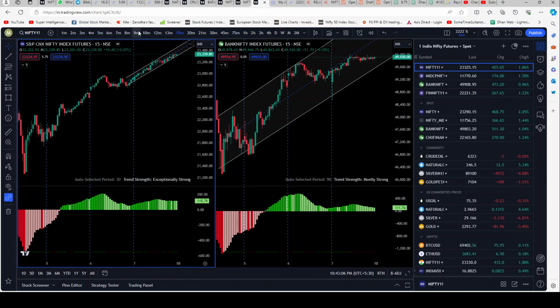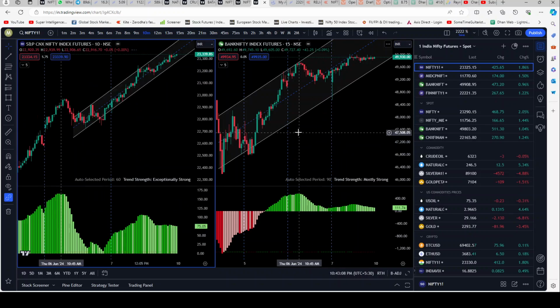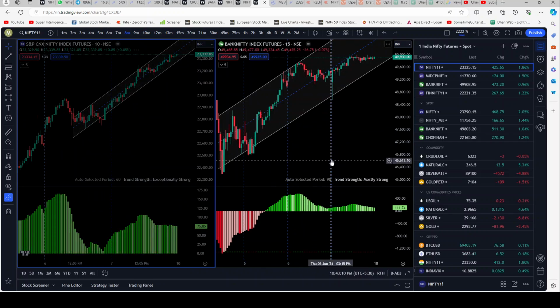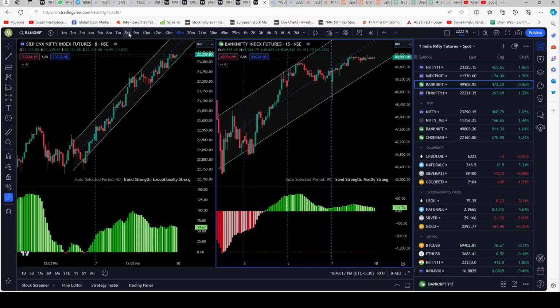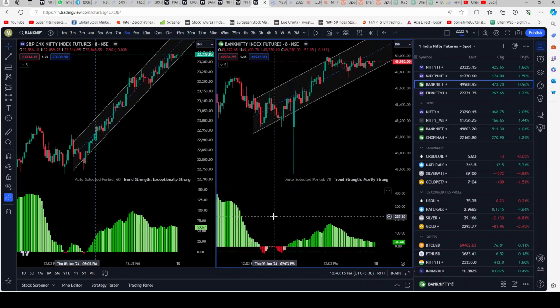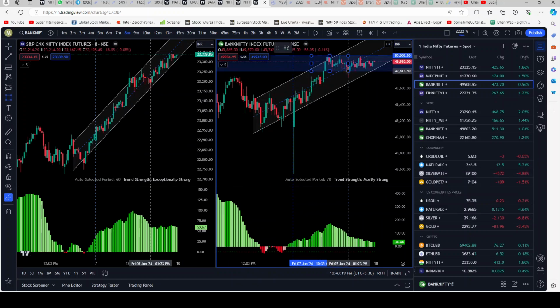Right? Maybe 10 minutes will give us a better view. I also use 8 minutes at times. So I'll switch both to 8 minutes. See, you can see the consolidation happening over here in Bank Nifty. Towards the second half, it's just stuck in that range, whereas Nifty is still moving.